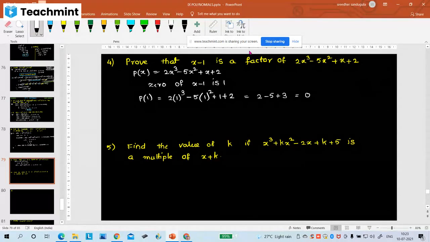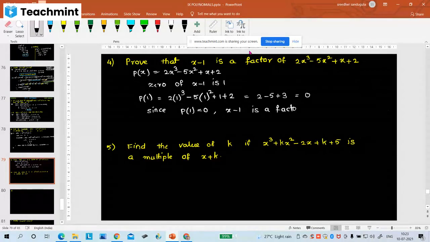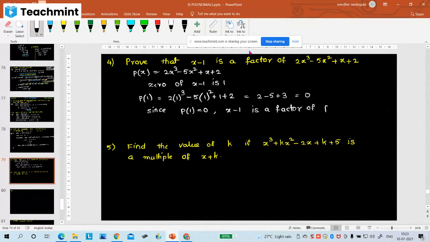Since P of 1 equals 0, we can say that x minus 1 is a factor of P of x, children. What is P of x? That is 2x cube minus 5x square plus x plus 2. You need not write the whole polynomial. If you write P of x, it is enough, because in the beginning itself you assumed that the given polynomial is P of x. So you can write the conclusion that P of x is a multiple of x minus 1, or x minus 1 is a factor of P of x. Okay, so this is the solution.